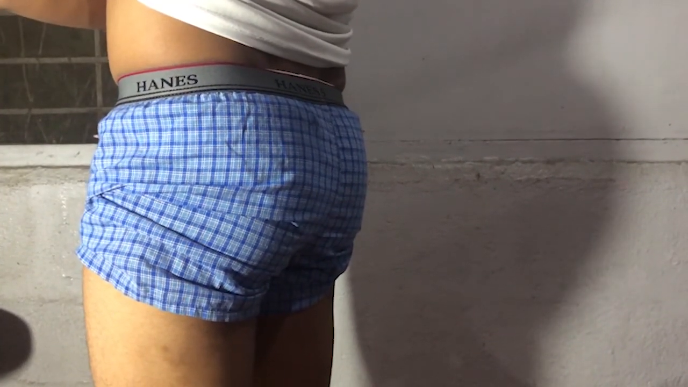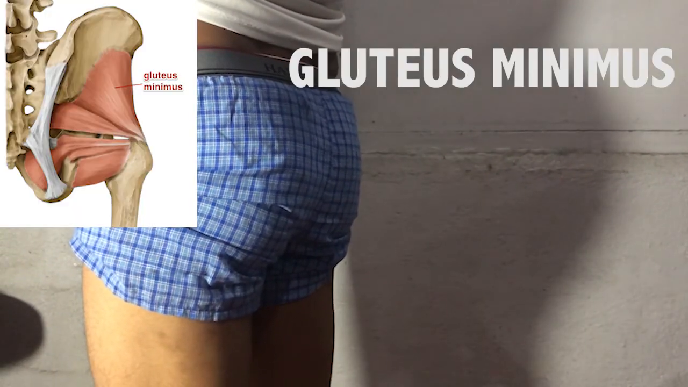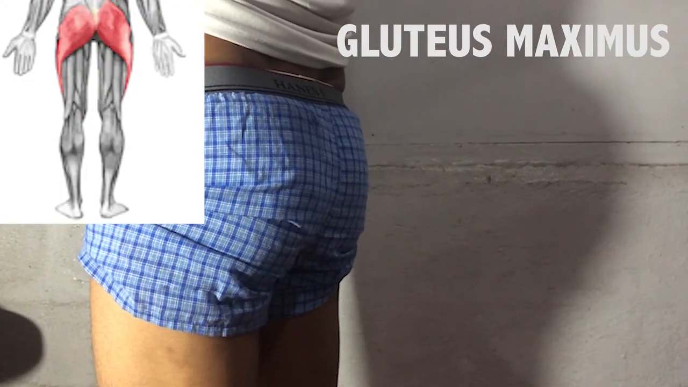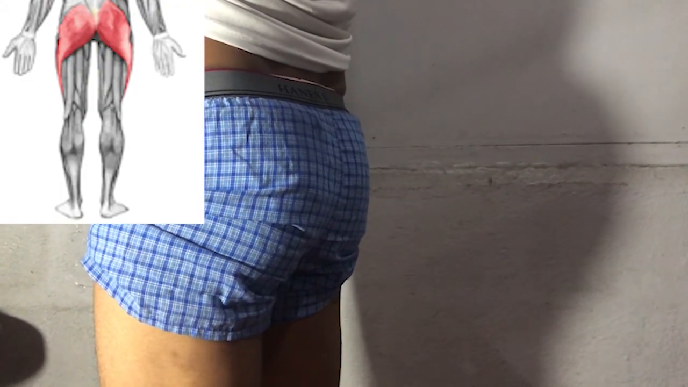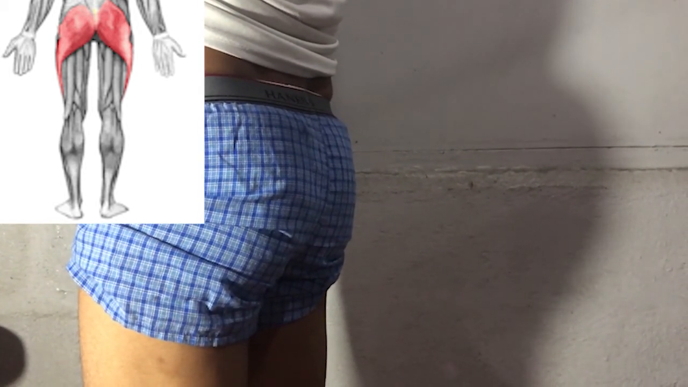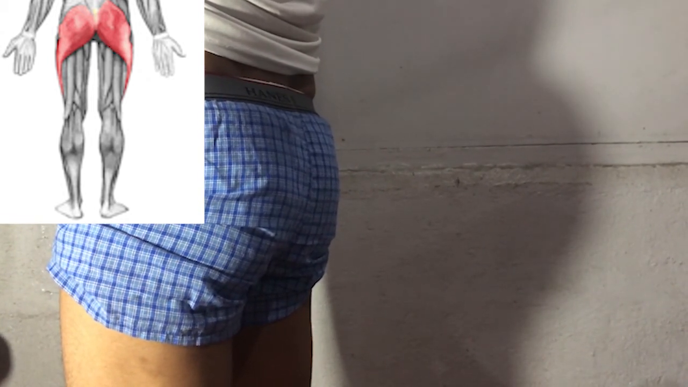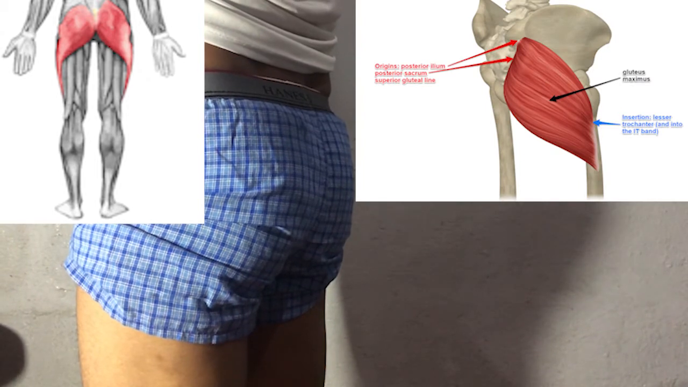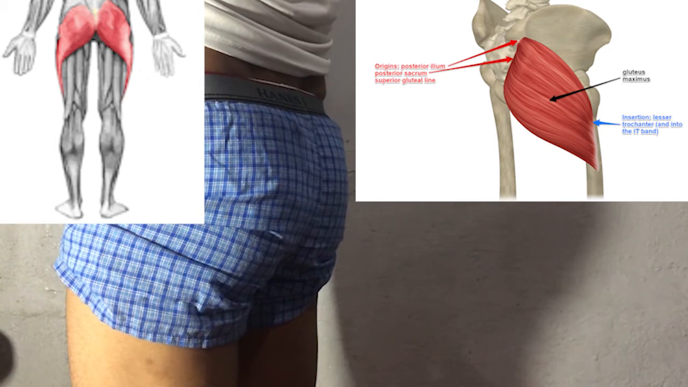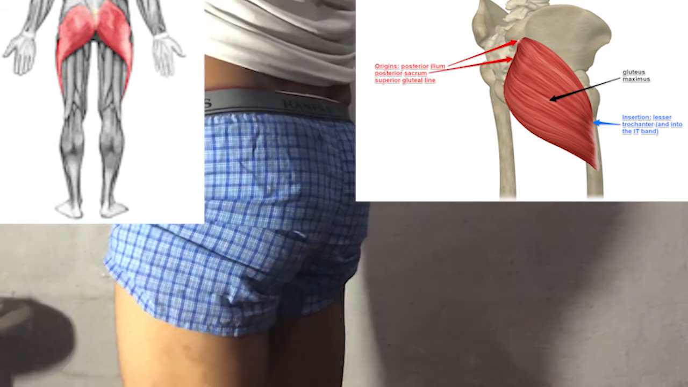The second layer deep would be the gluteus medius, and the last layer would be the gluteus minimus. But we're going to discuss first the gluteus maximus, and it is the main extensor muscle of the hip. The gluteus maximus originates from the posterior surface of the ilium, sacrum, and coccyx, and it slopes across the buttock at a 45-degree angle. The insertion would be at the iliotibial tract and the gluteal tuberosity of the femur, and it functions as the main extensor of the thigh and assists with lateral rotation.